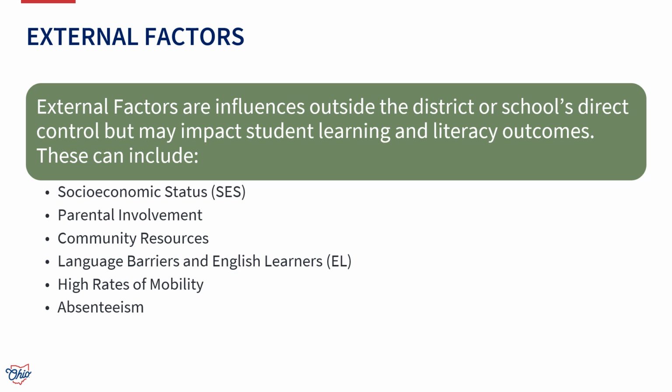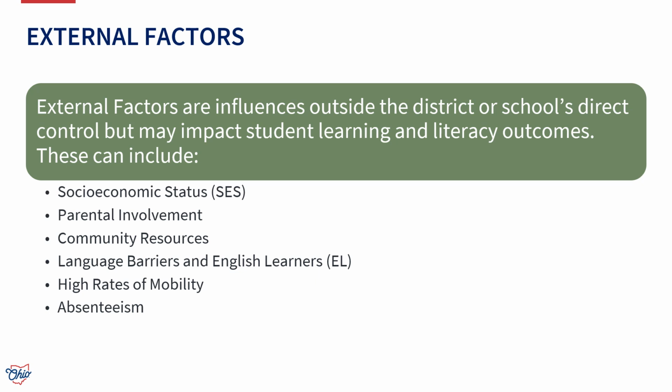External factors are influences outside the district or school's direct control, but that have an impact on student learning and literacy outcomes. These can include socioeconomic status. How does the socioeconomic status of families potentially limit access to books, technology, or enrichment activities? Parental involvement. Are parents encouraged and supported in reading with their children at home? Are there resources for families to support literacy? Community resources. Does the community have libraries, reading programs, or other resources that promote literacy outside of school?